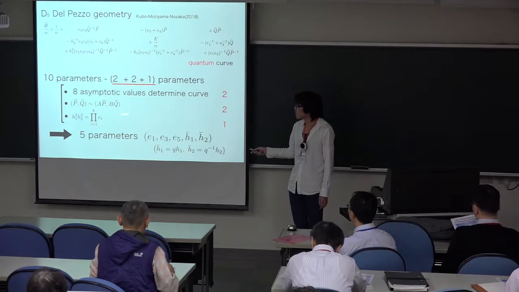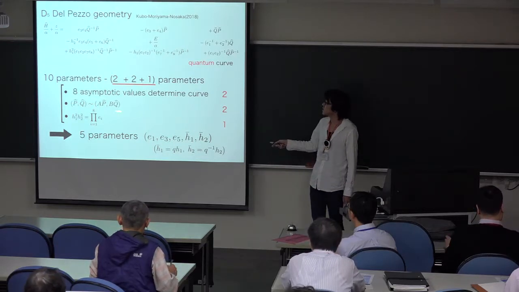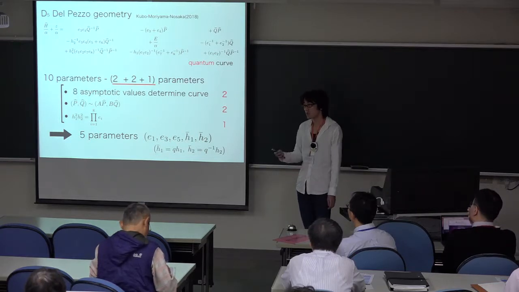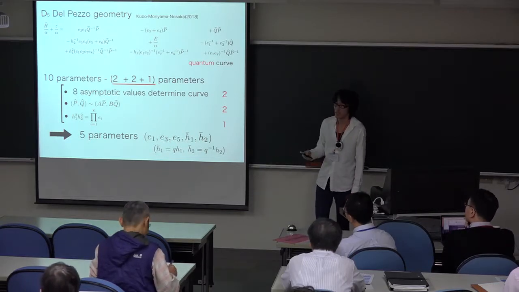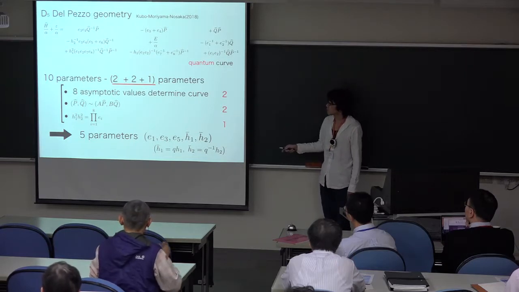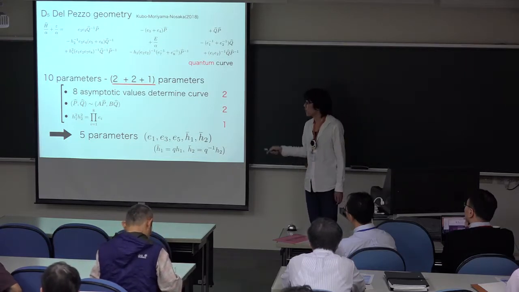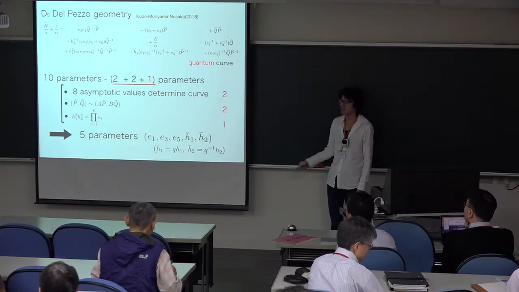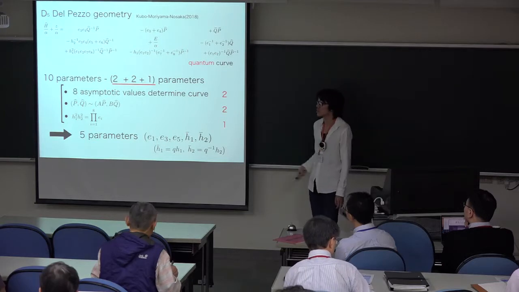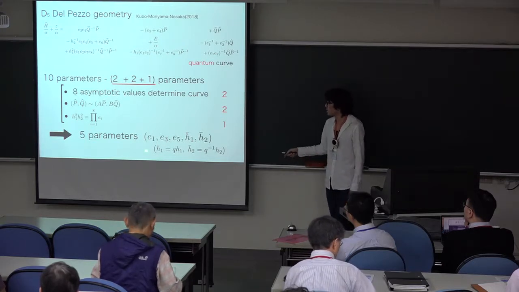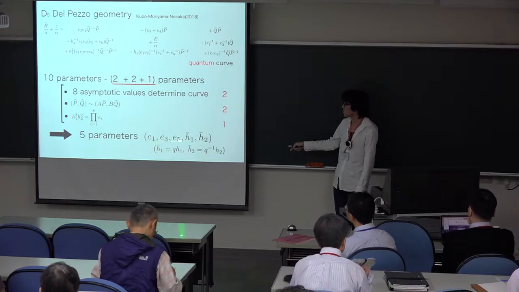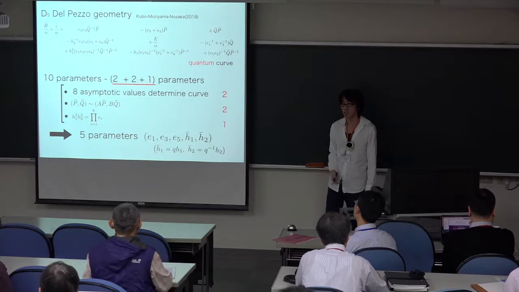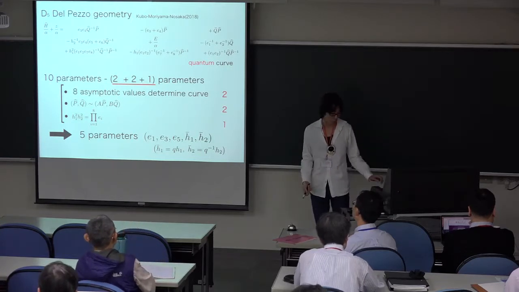The second is about the rescaling. This rescaling doesn't affect the quantum spectrum, so the curves before and after this rescaling should be identified. The final one is the constraint I told you in the previous slide. So by combining these conditions, 5 parameters are really needed to describe the D5 derivative geometry unambiguously. Here I use the 5 parameters e1, h3, and so on, and the remaining parameters are fixed in a useful way.